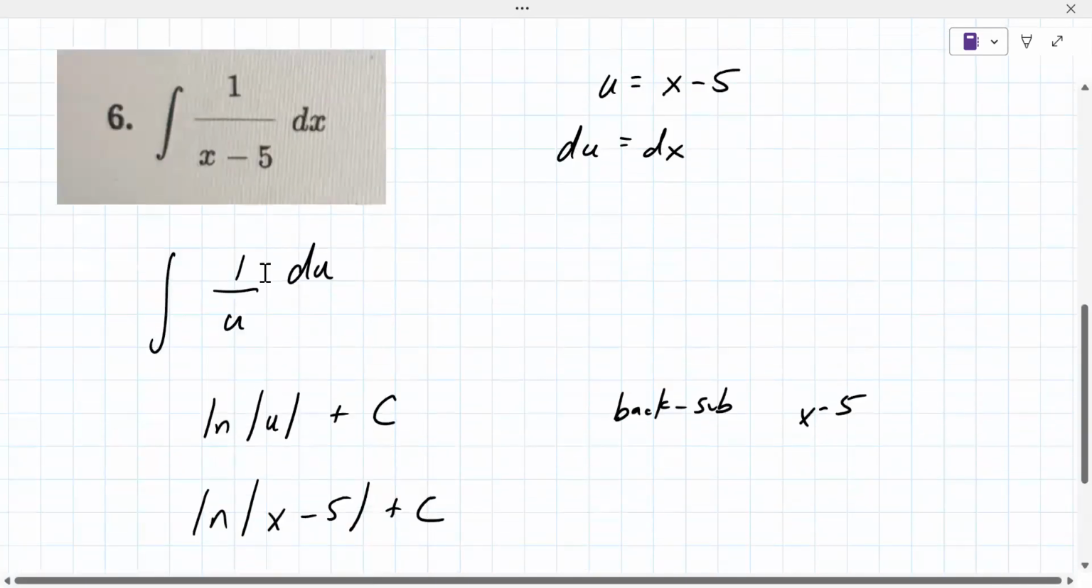Any questions on that? I don't know, maybe I've made that overly complicated. No, it makes sense.